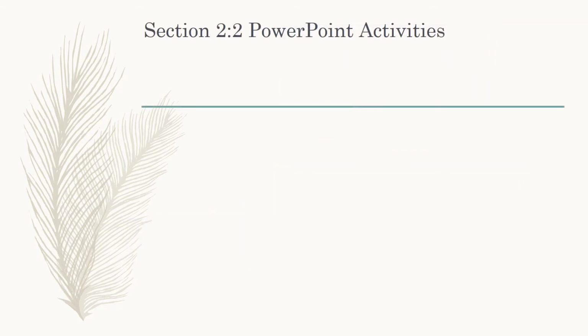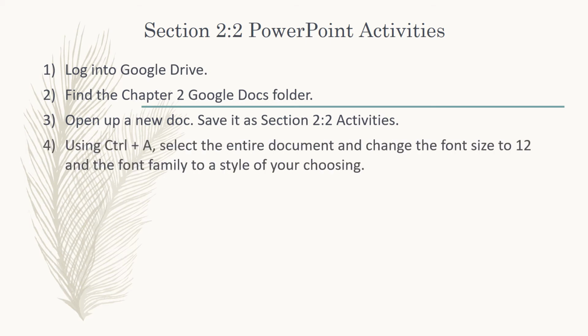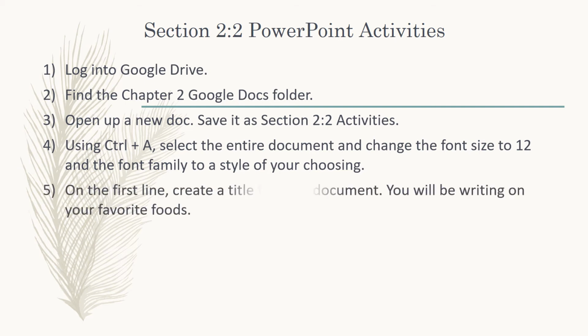It is now time to do our section 2-2 PowerPoint activity. 1. Log in to Google Drive. Find the Chapter 2 Google Docs folder. Open up a new doc. Save it as section 2-2 activities. Using Control A, select the entire document. Change the font size to 12 and the font family to a style of your choosing.